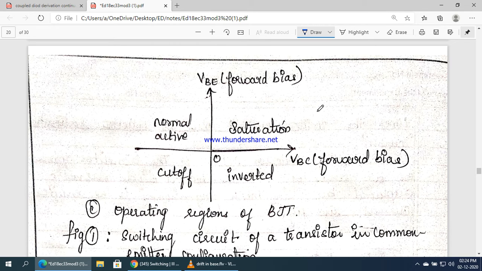So the different operating regions of a BJT, as we have two junctions in case of a PNP transistor. So if this is a PNP transistor, so here we have two junctions.